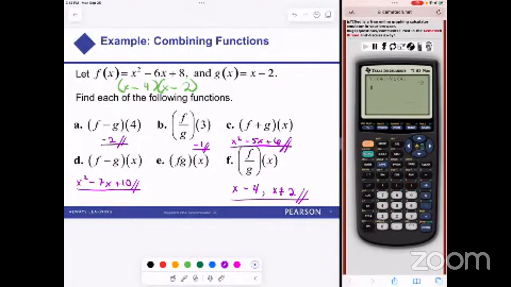Then B is f divided by g of 3. So we're really doing f of 3 divided by g of 3. I'm just going to recall the one I just submitted and change the 4 to a 3. It needs to be division, f divided by g. We should get a result of -1. And then for C through F, we can't do that in this calculator.